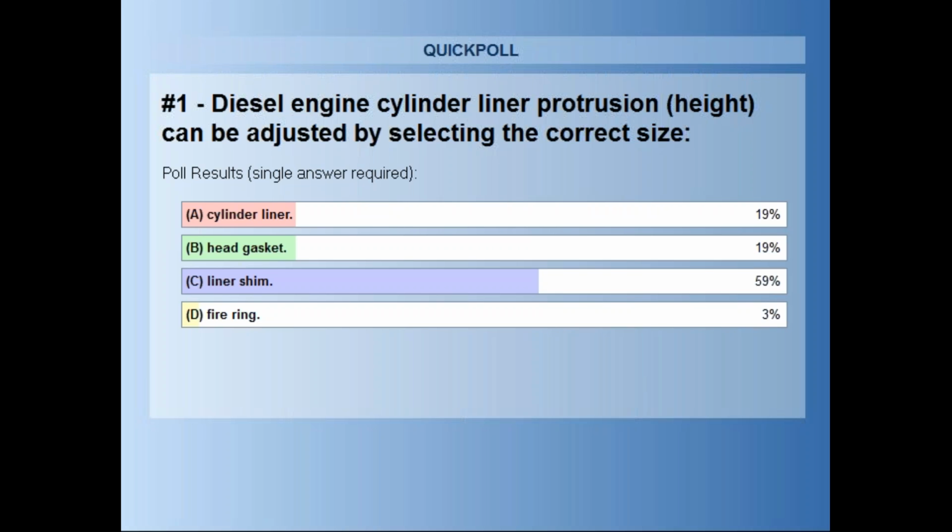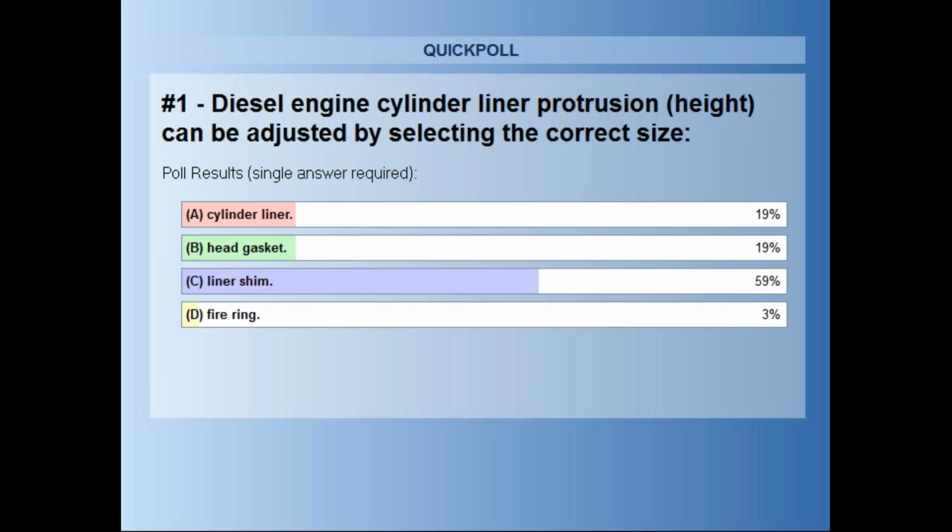While I've got that up on screen, Bob, I'd like to go over to you and ask if you wouldn't mind talking about the remediation on this question as far as the right answer. Absolutely, Dave. So again, the question: diesel engine cylinder liner protrusion or height can be adjusted by selecting the correct size. Cylinder liners, for the most part, are designed to fit a particular engine. Really not a lot of adjustment to the liner itself. They're all pretty much the same across the board. Head gaskets, again, same thing. They're designed to a certain specification to fit an application, whether it's the head or the block or whatever. The correct answer, of course, is C, liner shim.